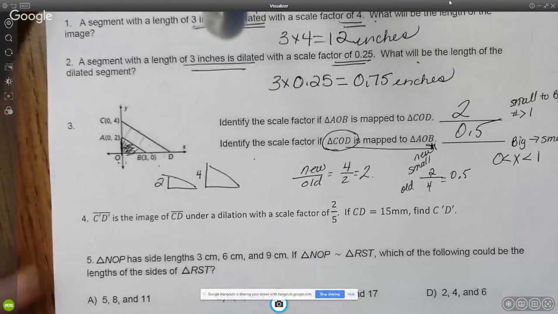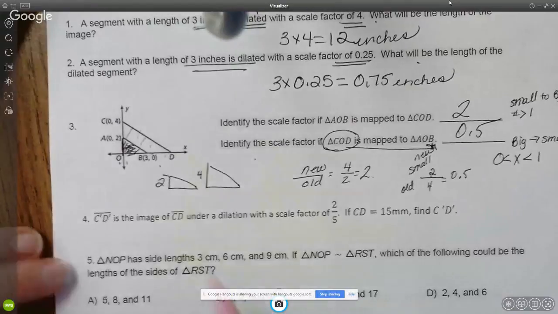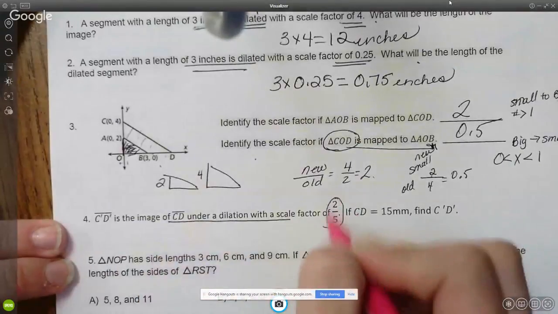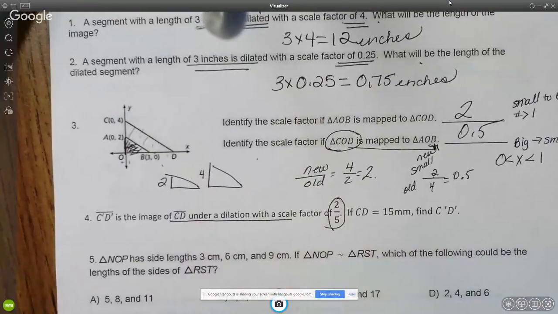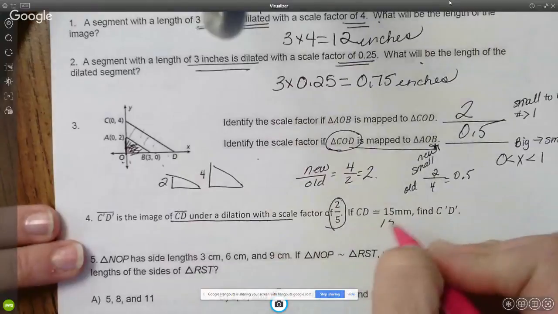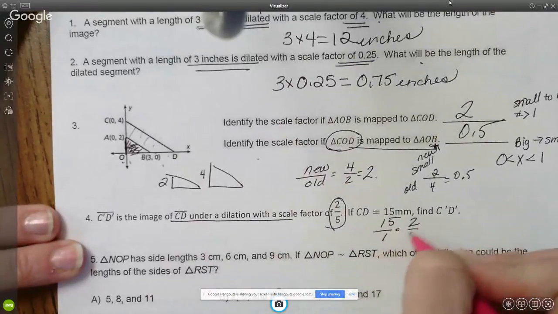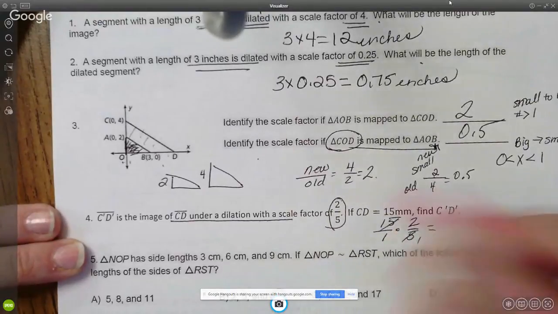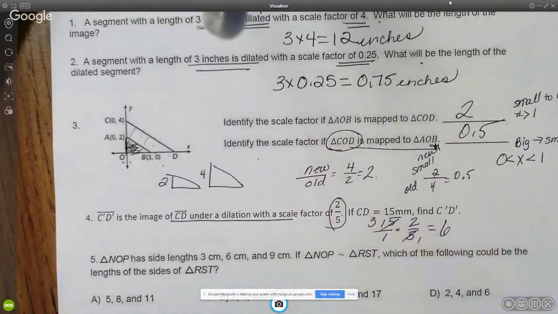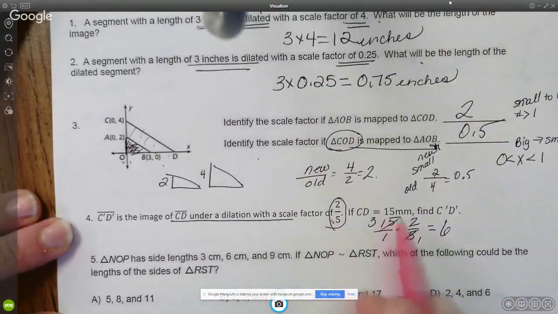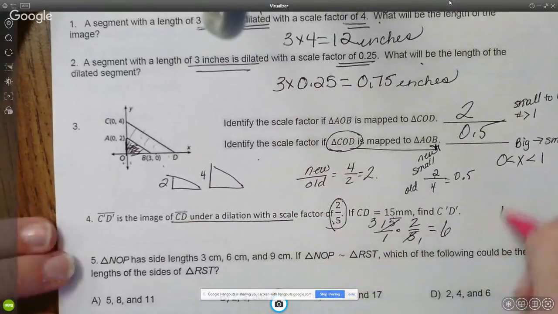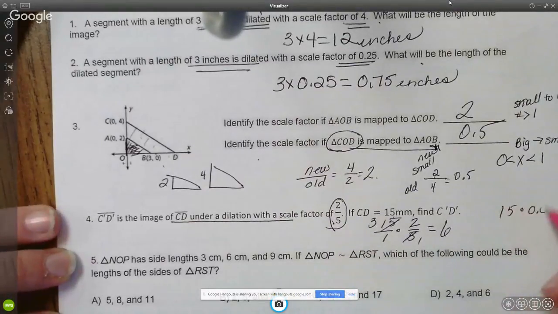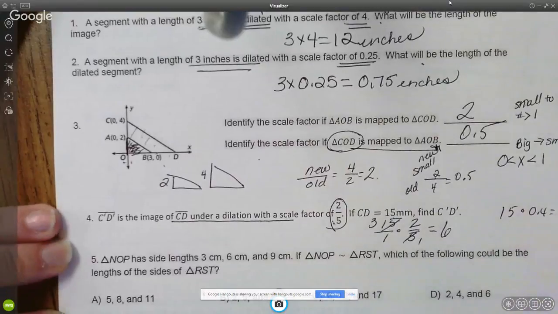If C prime D prime is the image of CD under a dilation with a scale factor of 2/5, if CD is 15, what is C prime D prime? Again, we're just going to multiply. I'm going to do it the old-fashioned way, set it up like this. Reduce, and then we get 6. Okay, so C prime D prime will be 6, and that makes sense. Some of you might have done 15 times 0.4, and you would have gotten 6 that way as well.